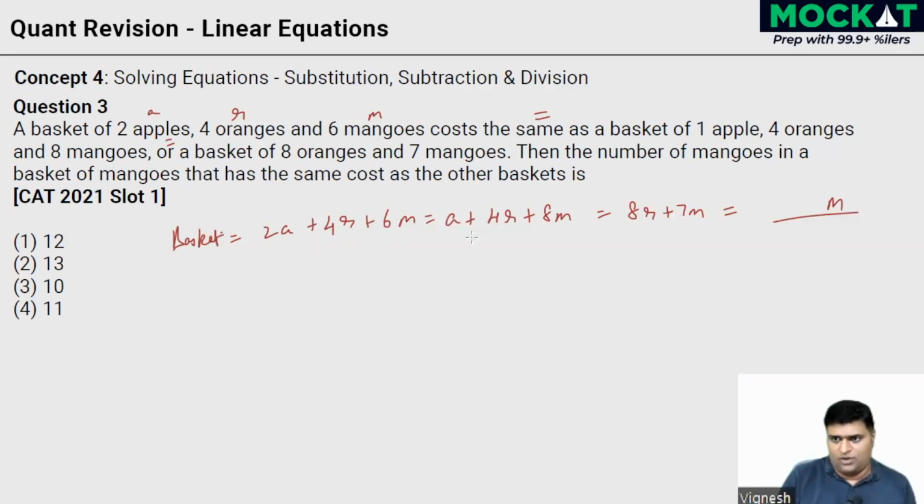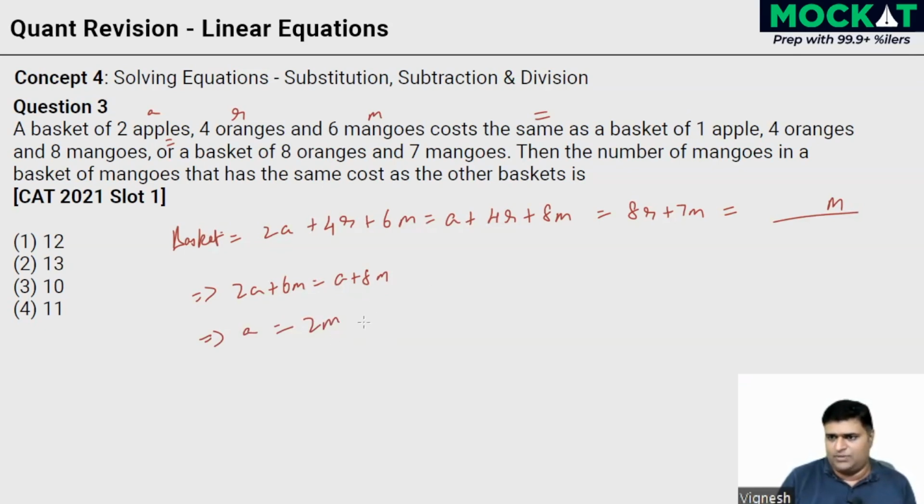4R and 4R are common. So if I equate these two alone, if I cancel these two, I'm going to get 2A plus 6M equals A plus 8M, right? And I bring the A here. A equals, take the 6M there, I'm going to get 2M. That's it. A equals 2M.